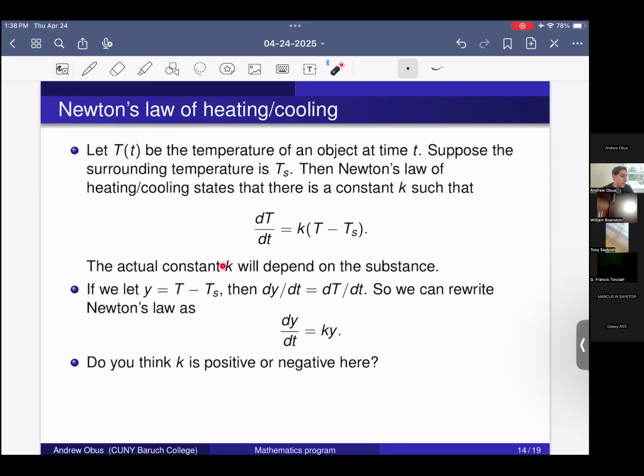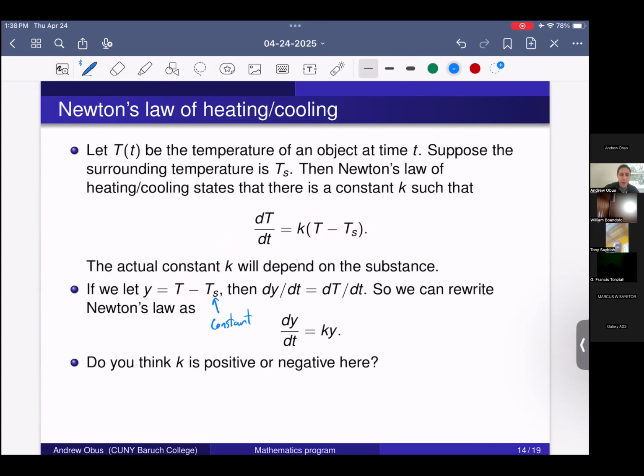And what is the actual constant K? That depends on what the substance is. Certain things, metals maybe, cool much slower than other things like plastic, which will cool much faster. So let's make a change of variables. Let me substitute y equals T minus Ts. Remember this Ts, the surrounding temperature, is a constant.